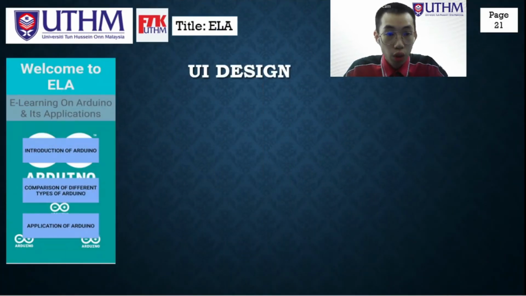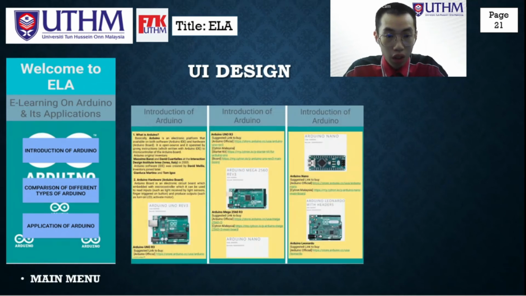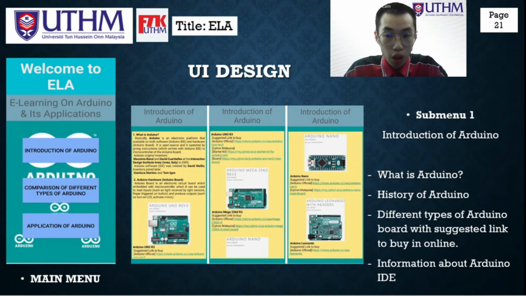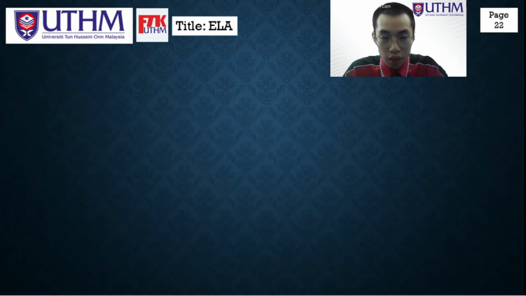Next, the UI design. This is the UI design for the main menu, and this is the UI design for submenu 1, introduction of Arduino. It contains the information about what is Arduino, the history of Arduino, and different types of Arduino board with a suggested link to buy online, and the information about the Arduino IDE.